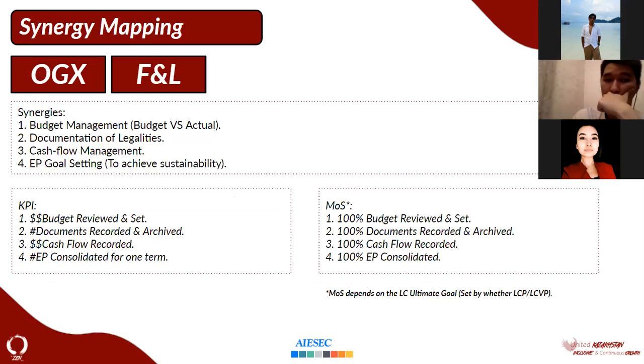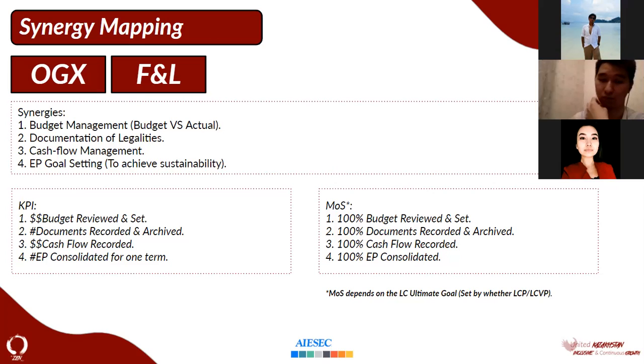Okay, let's go to the FNL. For synergies, again, these are the main four synergies with this KPI. Firstly, the number of money budgets reviewed and set between OGX and FNL. Second, documents recorded and archived. Thirdly, cash flow recorded, and fourth, EP consolidated for one term. For EP, FNL needs to play a role as well to make sure they can address how much money they need to sustain.